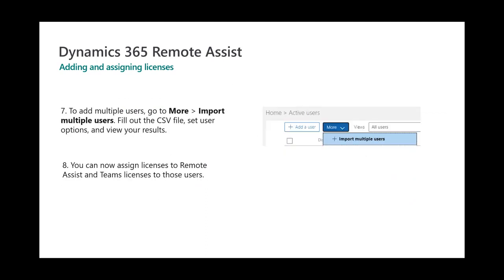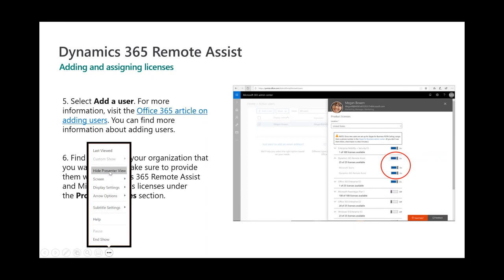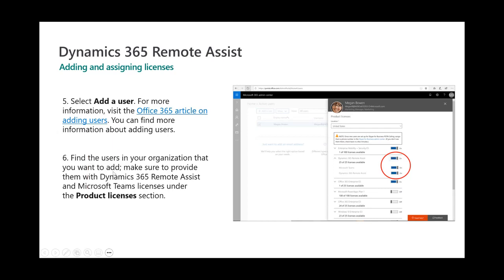So once you have added a user and entered in their credentials, you must make sure that you enable both the Remote Assist license and the Microsoft Teams license. You can reference the image on the right, which shows the toggles that you must turn on. And one thing I want to call out: if you are a field service customer, you will see the Dynamics 365 Remote Assist Attach license here instead of Remote Assist.